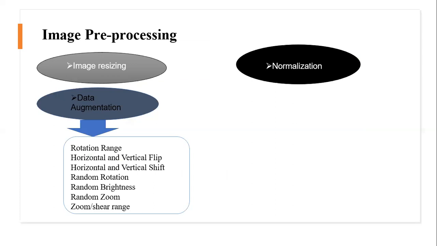This is our image preprocessing technique. First of all, we resize the image to 28×28×3 for the convolutional neural network, and for all the transfer learning models we use 224×224×3. Then we have added the augmentation part and the normalization part.